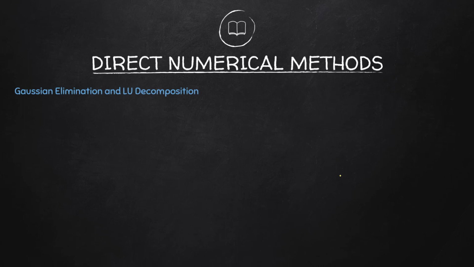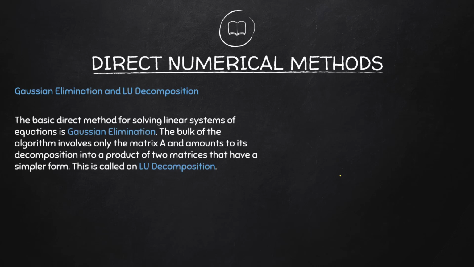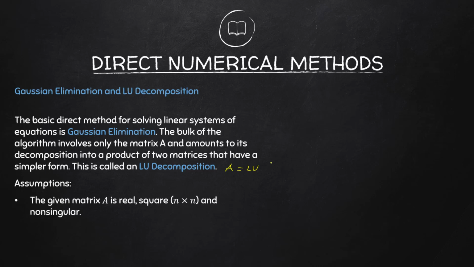So what is Gaussian elimination? It is the basic direct method for solving systems of linear equations. The bulk of the algorithm involves only the matrix A and amounts to its decomposition into a product of two matrices that have a simpler form, and this is called the LU decomposition. This means that the matrix A can be decomposed into LU matrices, and we will go over that in the next video, but for this one we will focus on Gaussian elimination.